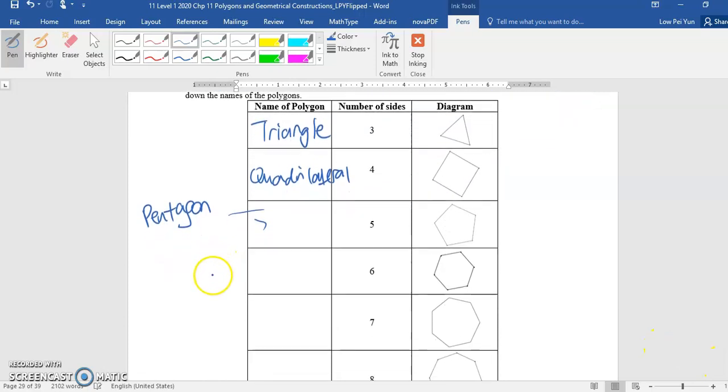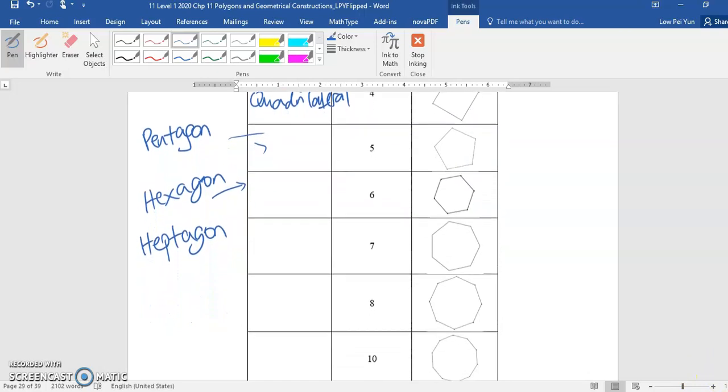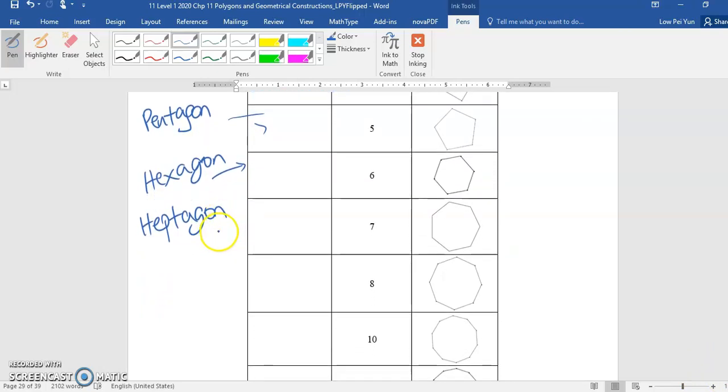And then we have the six-sided, start with H. Yes, the hexagon. Seven-sided also starts with H, but it's known as the pentagon. Sorry, it is the heptagon. Not pentagon, I said it wrongly. Heptagon is the correct word. Eight-sided, of course, like an octopus, which has 8 limbs. An octagon has 8 sides.